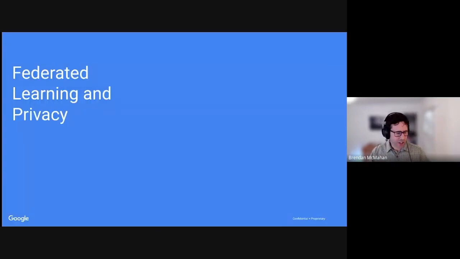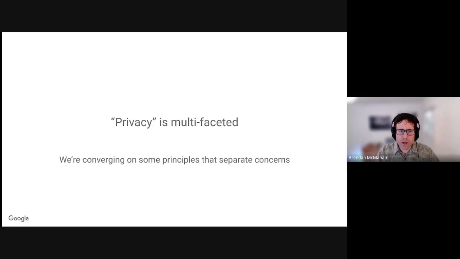And the first place I'd like to start is diving into federated learning and privacy in a little bit of detail. One of the biggest observations I think we've had, and I continue to gain new appreciation for, is how multifaceted privacy is as a concept. And this can be a challenge when talking about privacy, because different people can mean different things when they talk about something being private or non-private. In fact, I think we really tried to stay away from treating privacy as a binary concept. And instead, at least internally, we've converged on some principles that help separate some of the different concerns with privacy and facilitate a nuanced discussion.